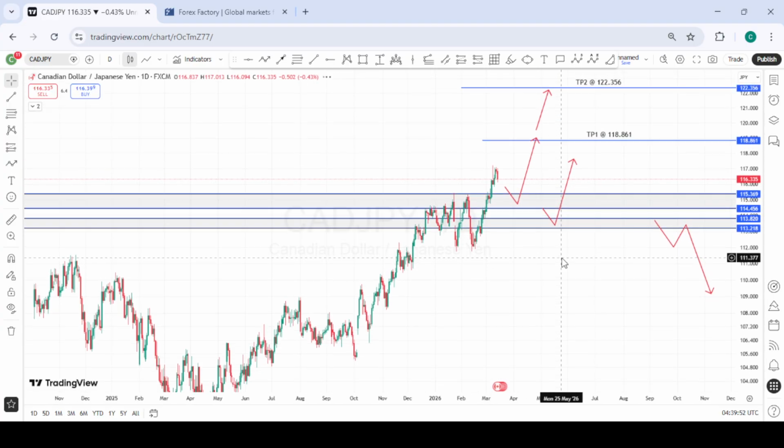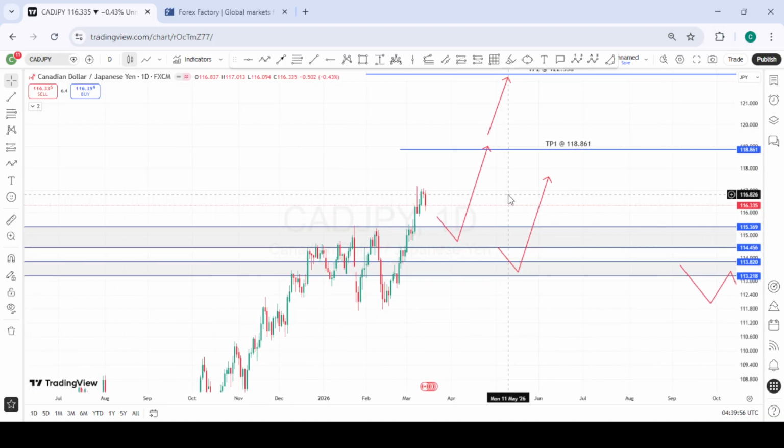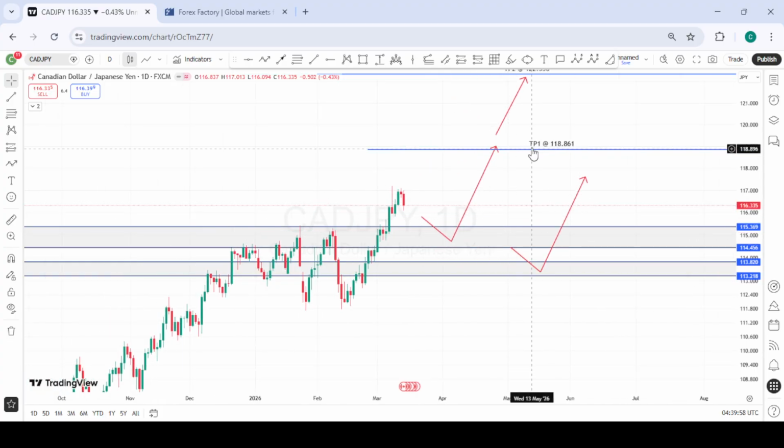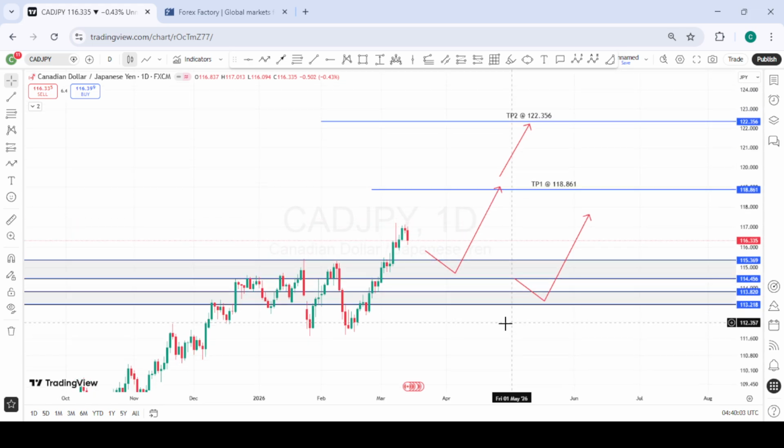We also have here CADJPY. We had this setup from last week where we anticipated that price was going to pull back into this area of interest to give us buying opportunities. The price is here to pull back into the area of interest, so we are still going to look out for this setup for the coming week.